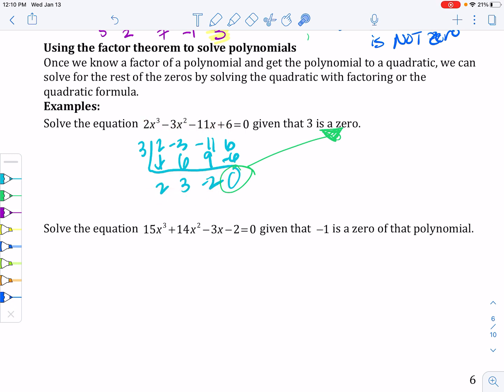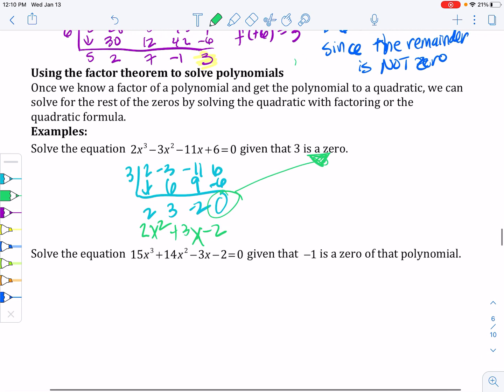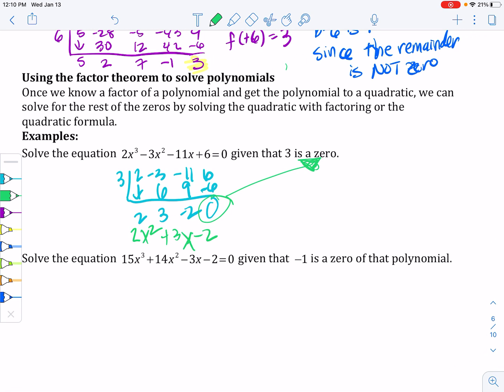So I can figure out what that is by taking the power and going 1 below that. So this is going to be 2x squared plus 3x minus 2, right? So then what I can do is I can use my skills from before and solve this using our skills to solve quadratics. So if I'm solving a quadratic, I can solve it using factoring or completing the square or the quadratic formula. Okay, so factoring is always the quickest.